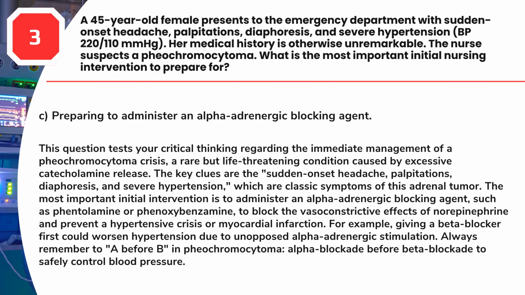The most important initial intervention is to administer an alpha-adrenergic blocking agent, such as phentolamine or phenoxybenzamine, to block the vasoconstrictive effects of norepinephrine and prevent a hypertensive crisis or myocardial infarction. For example, giving a beta blocker first could worsen hypertension due to unopposed alpha-adrenergic stimulation. Always remember A before B in pheochromocytoma: alpha blockade before beta blockade to safely control blood pressure.